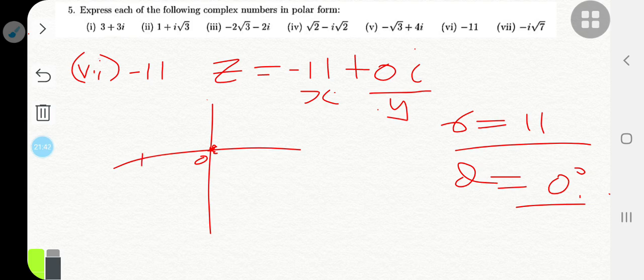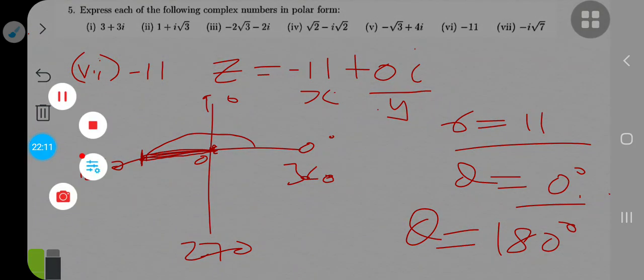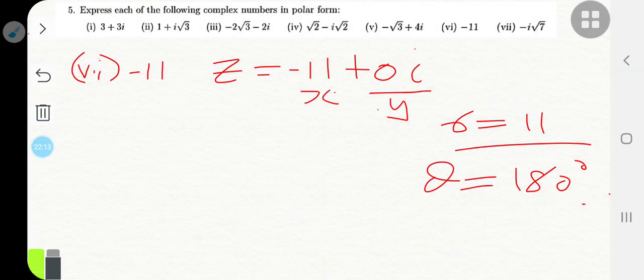Then I'll say, what is my x? My x is negative 11. I know it's falling in the negative x-axis. So as you can see, this is lying in the straight line. And we know that a straight line adds up to what? To 180 degrees. Because here it's 0 degrees, here it's 90, here's 180, here's 270, and 360 there. So this is falling in 180 degrees. So our true angle is just equal to 180 degrees.